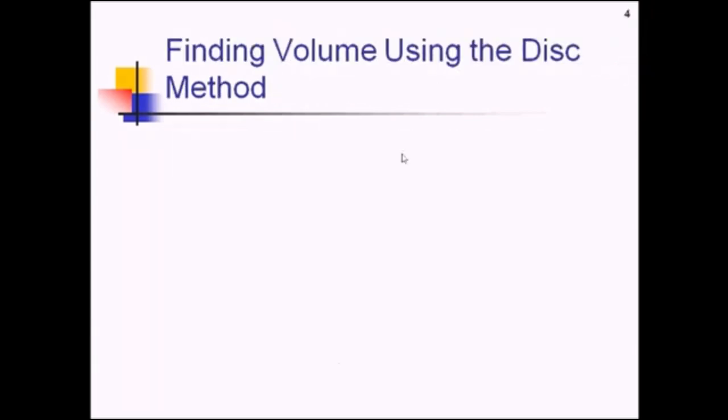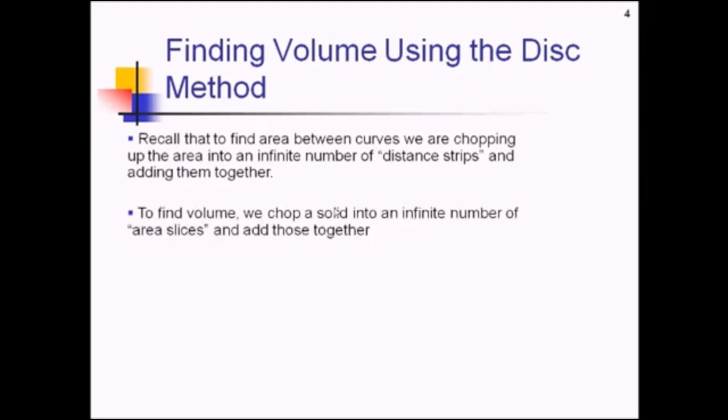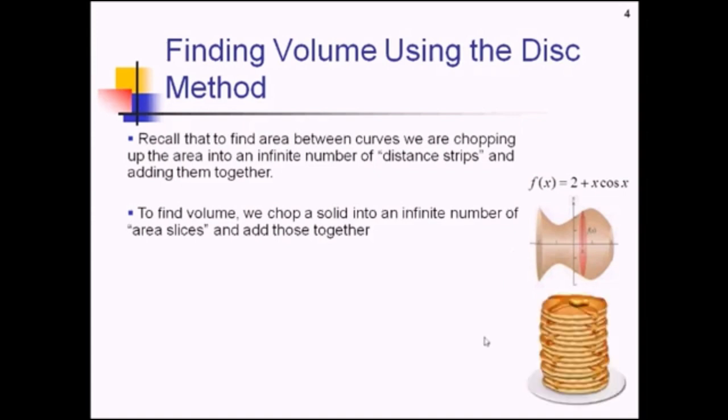At this point, let's talk about how we might go about finding volume using something called the disk method. So recall that to find area between curves, we chopped up the area into an infinite number of little distance strips and added all those distances together to get an area. Well, when you're finding volume, we're going to chop up a solid into an infinite number of area slices and add those together to get the volume of the whole solid. So you could think of a solid as just kind of like a stack of pancakes, and we're chopping them into infinitely thin pancakes and adding all those together to get the whole yummy solid.